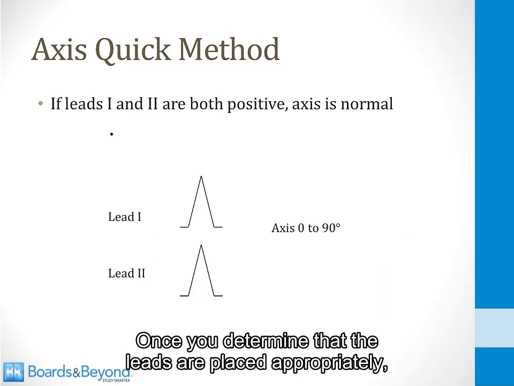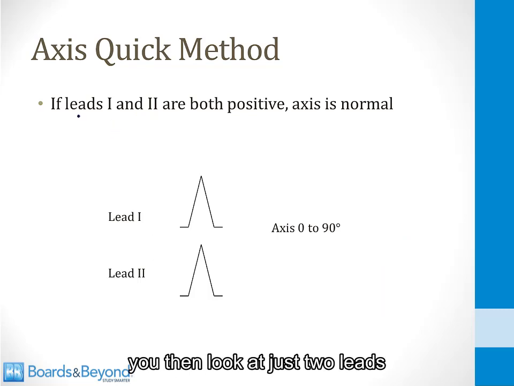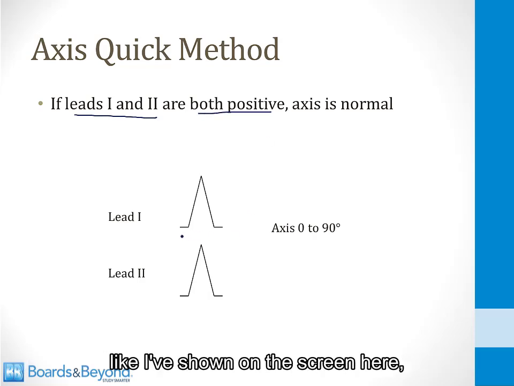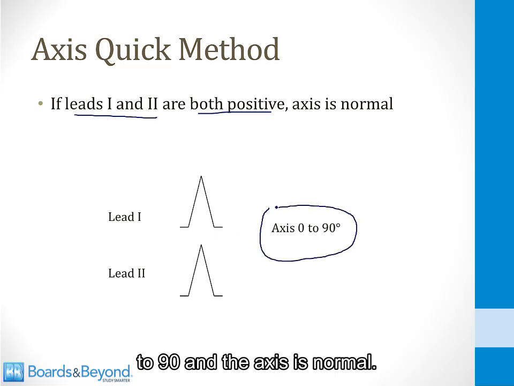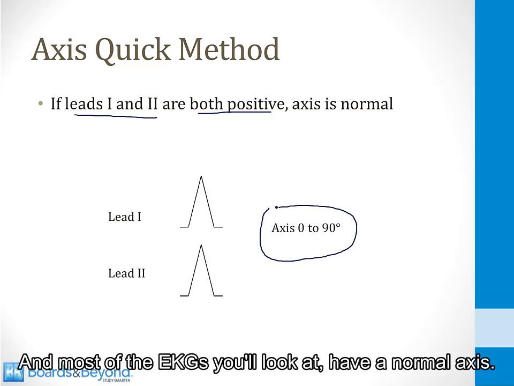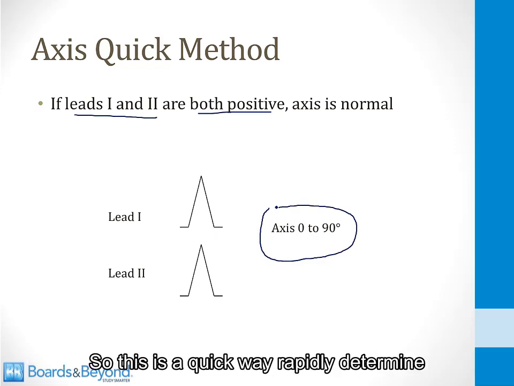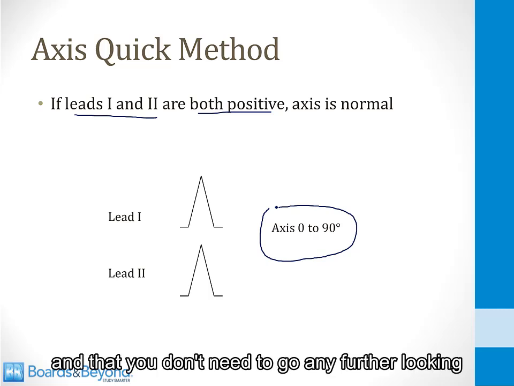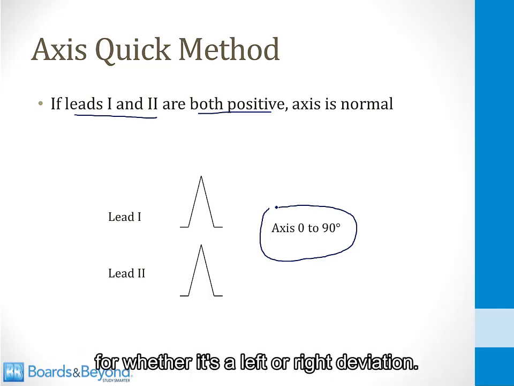Once you determine that the leads are placed appropriately, you then look at just two leads on the 12-lead EKG, leads 1 and 2. If they're both positive, like I've shown on the screen here, then the axis is between 0 to 90 and the axis is normal. And most of the EKGs you'll look at have a normal axis, so this is a quick way to rapidly determine that the axis is normal and that you don't need to go any further looking for whether it's a left or right deviation.